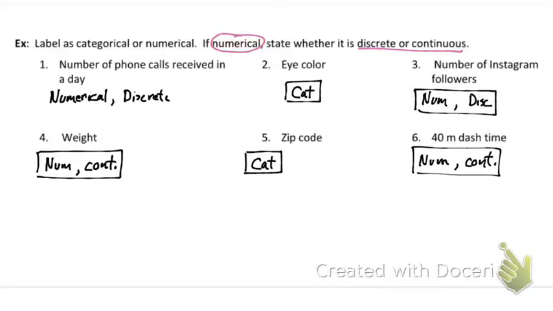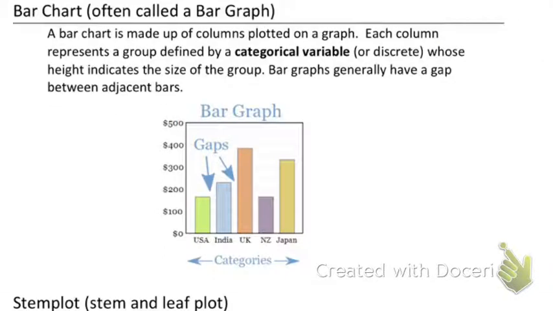The first graph is called a bar chart. Be careful with a bar chart because tomorrow we're going to talk about histograms. Histograms will look a lot like a bar chart, but they're going to have a big key difference. Bar charts use only categorical variables. So if I say bar chart, you're going to think of two things. Categorical.